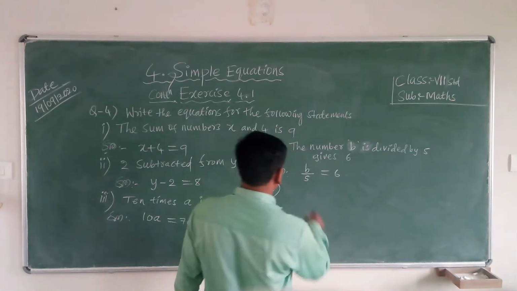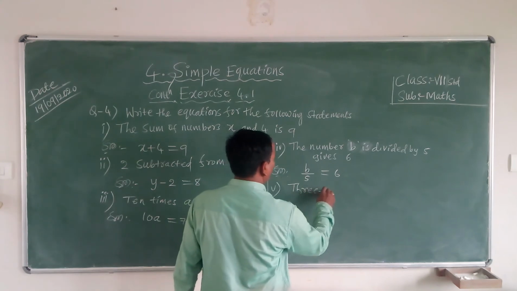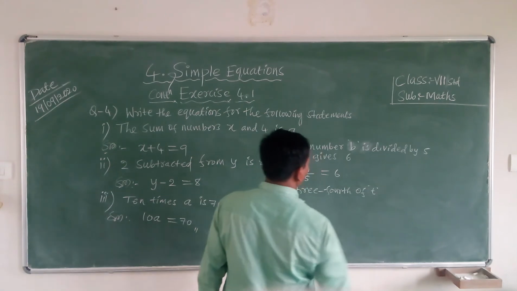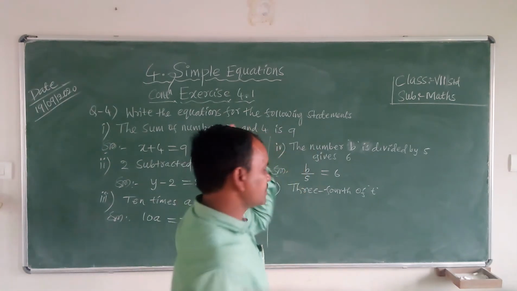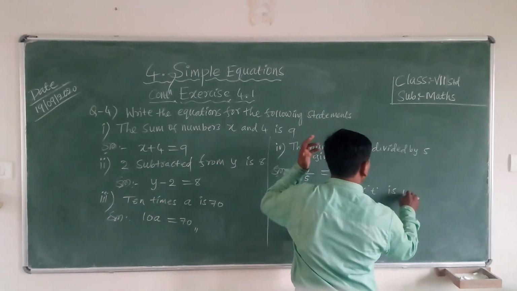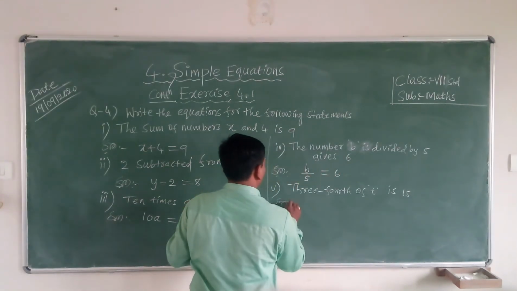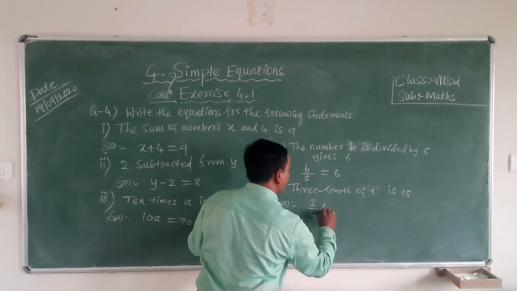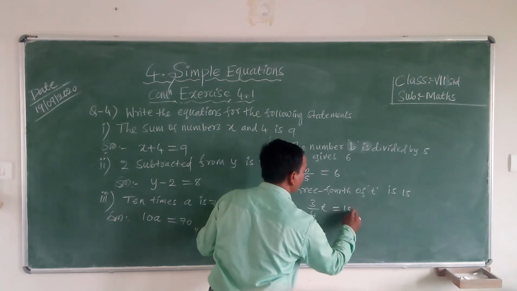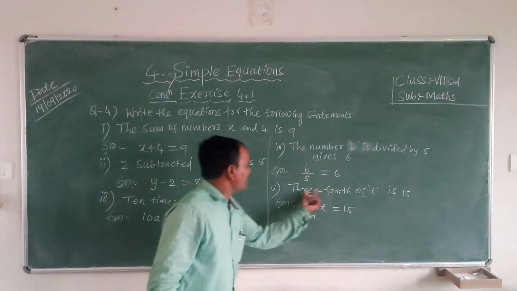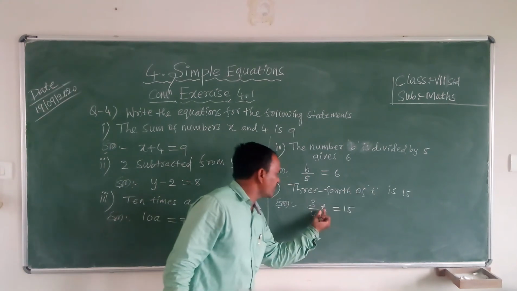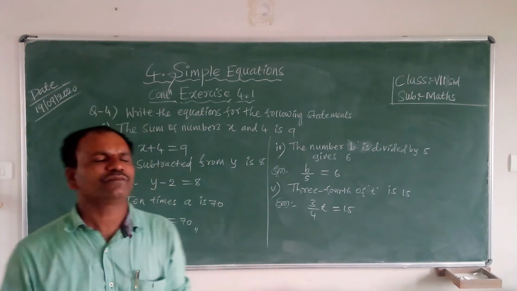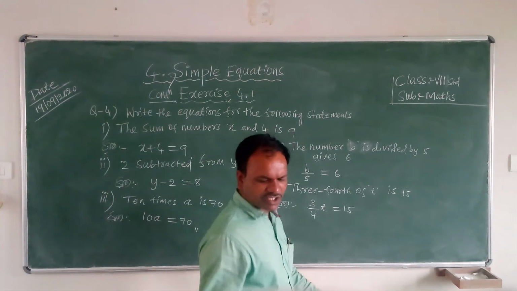3/4 of t is 15. See, Sulochana, 3/4 of t means what? 3/4 into t is 15, is equal to 15. Nothing. 3/4 of means into. Into t is equal to 15. Nothing inside, my dear students. Very simple. Next one. Next.